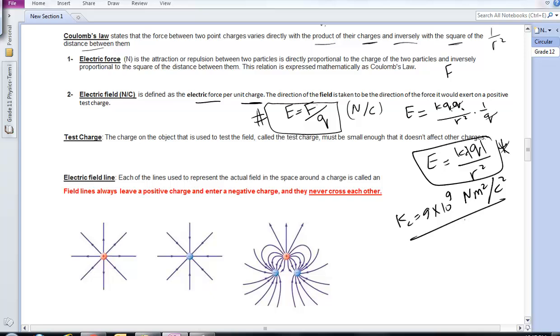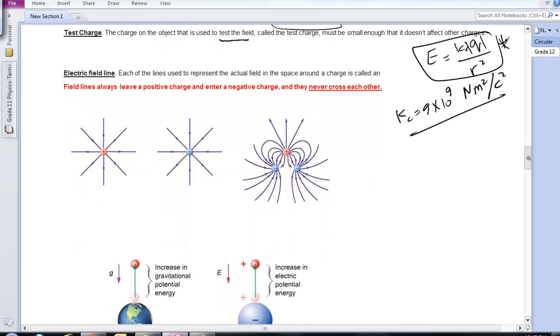Then the test charge. We always use the term test charge. The test charge is the charge on the object that is used to test the field. That's why we call it a test charge. And it should be small enough that it doesn't affect the other charge. That's why we need to use a unit test charge, in order not to affect the other charge. This is the main reason for using a unit charge.